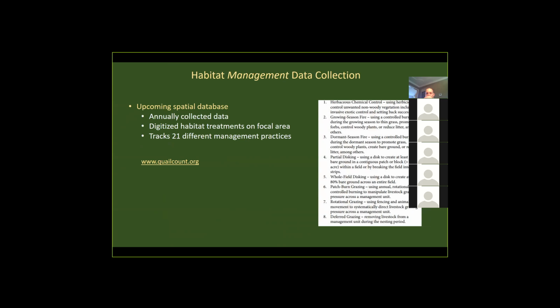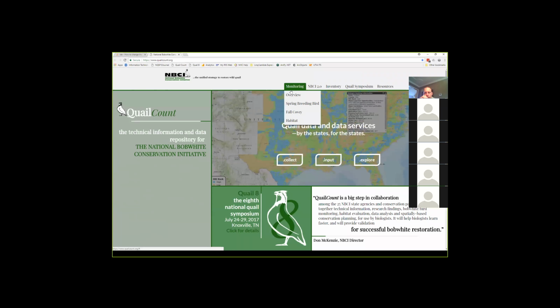So when we start doing these analyses, we can see what practices are very important to bobwhite quail, what might have precipitated a habitat response, a bobwhite response to habitat management. This type of data, we're hoping to collect annually. And we're hoping to track about 21 different management practices. These are all listed in the Habitat Manual. There's a couple of them listed here, but there's 21 of them in Quail Count. So we will go to Quail Count.